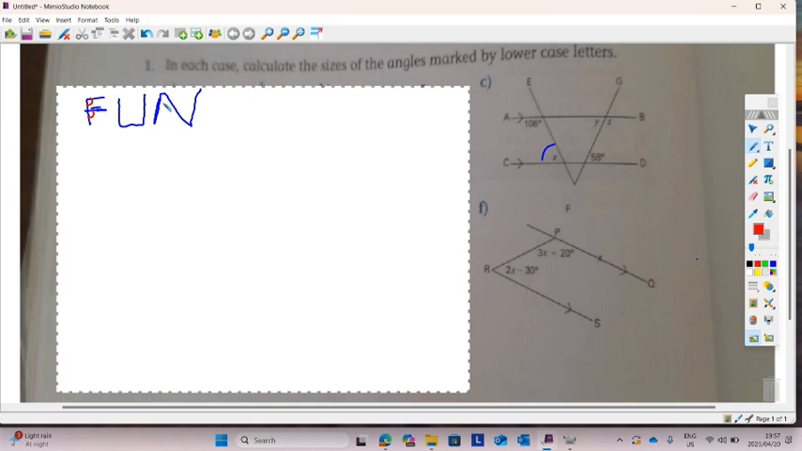And then from there, we have the N. The N gives us alternate angles. If these two lines are parallel, these two angles are alternate angles, and alternate angles are equal. And then the last one is U. We have these two co-interior angles, and we said co-interior angles are supplementary, or they add up to 180.